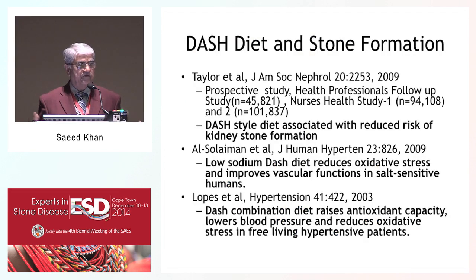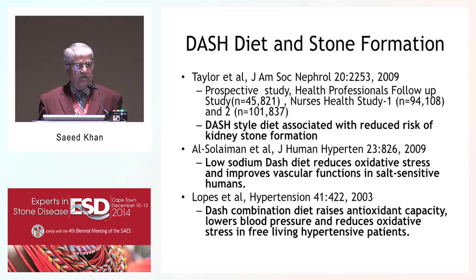Then the best, at least from my point of view, is the DASH diet. DASH diet is one of those diets. There are a lot of people who have hypertension and other diseases, and the doctors will put them on it. So there are 3 different studies. This is Taylor et al.'s 2009 prospective study, the Health Professionals Follow-up. You look at the numbers, 45,000, and then another study, 94,000. A DASH-style diet was associated with reduced risk of kidney stone formation.